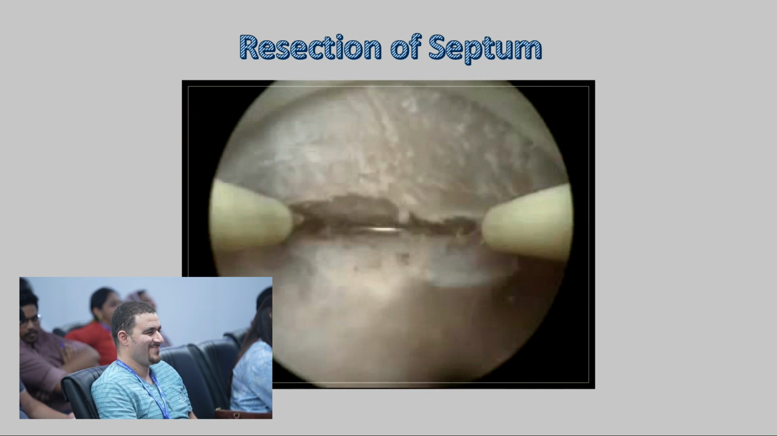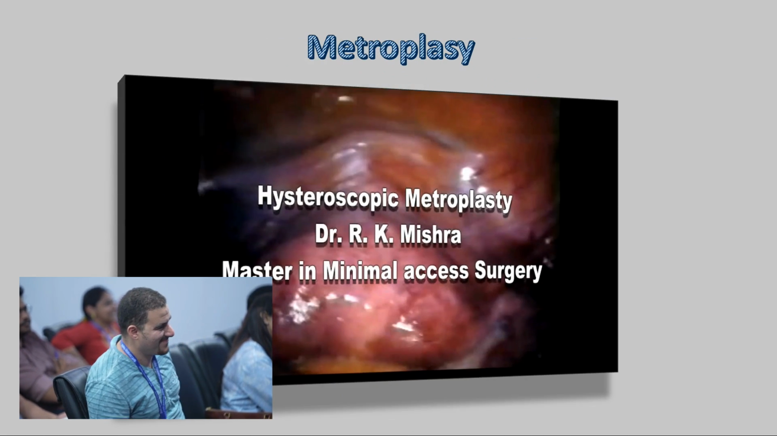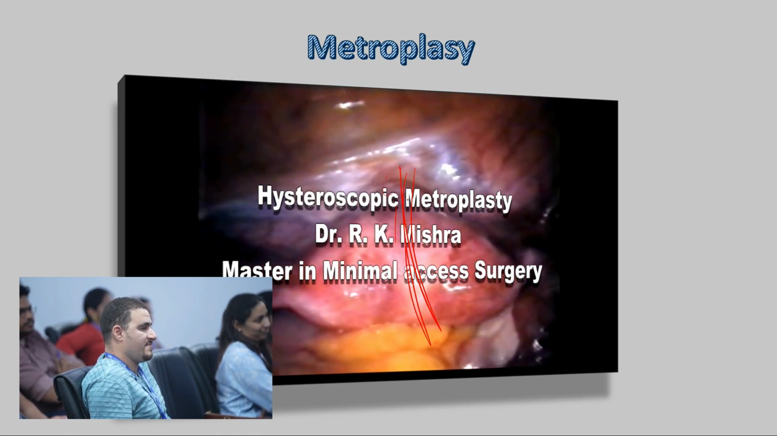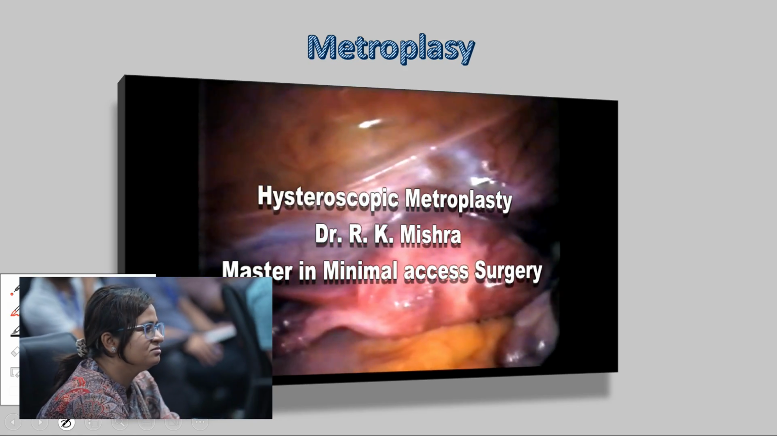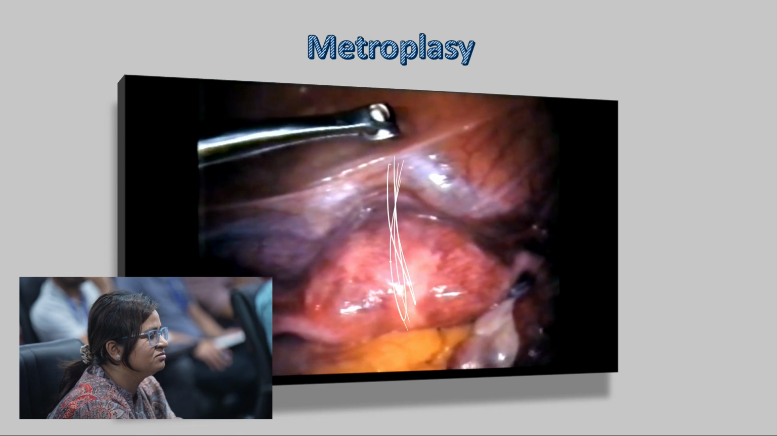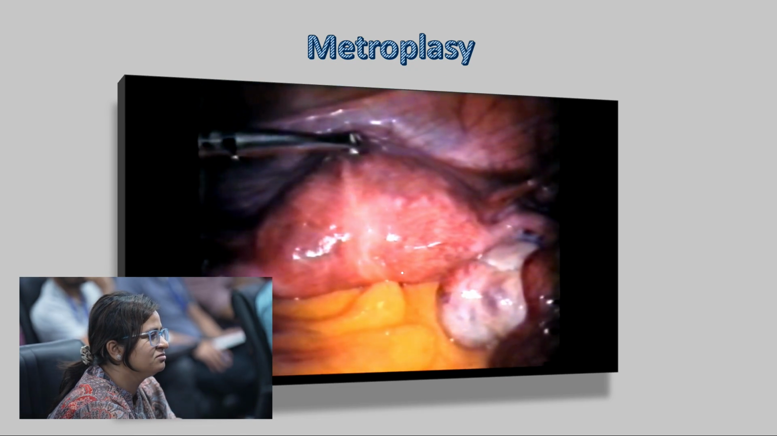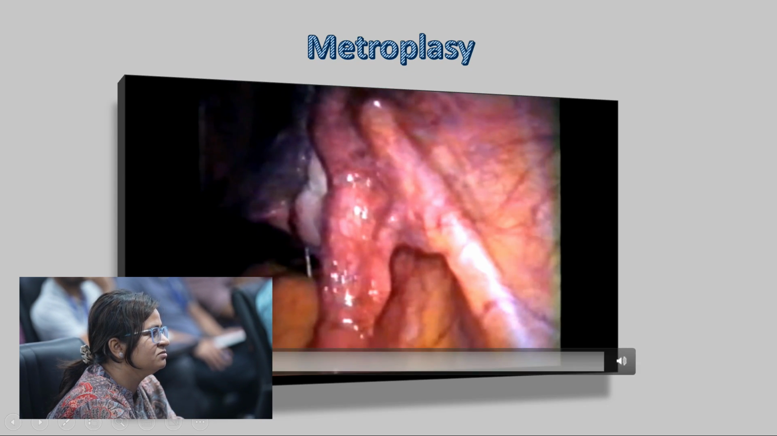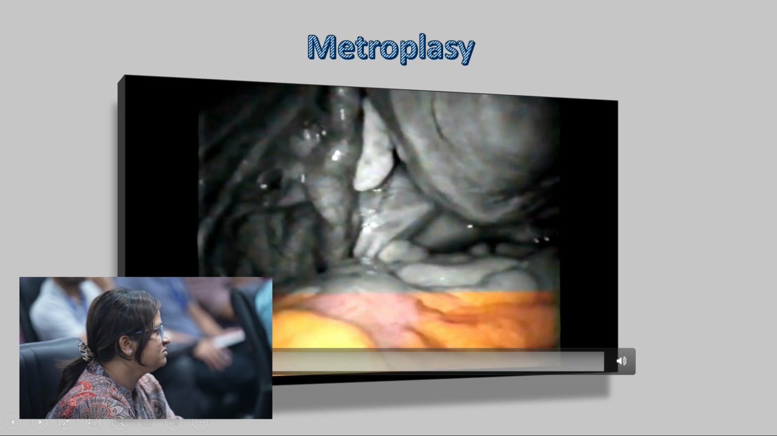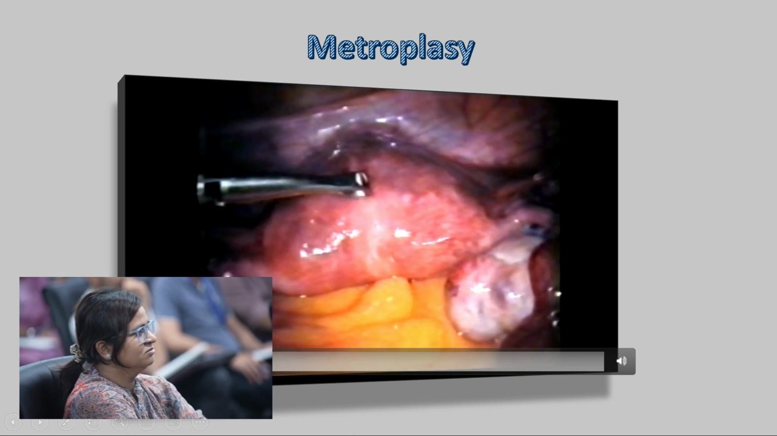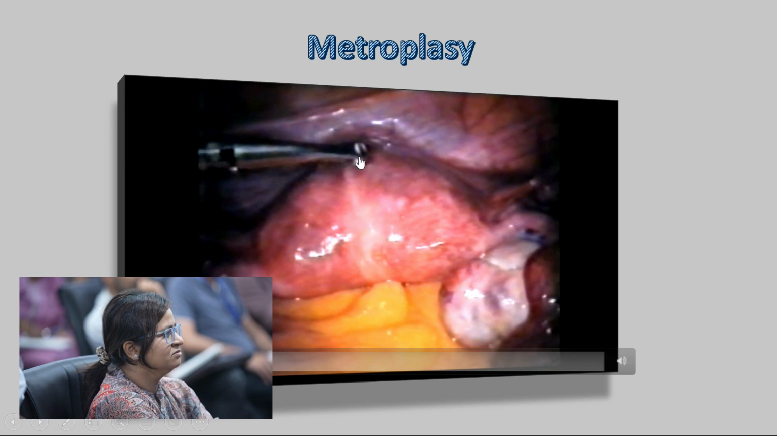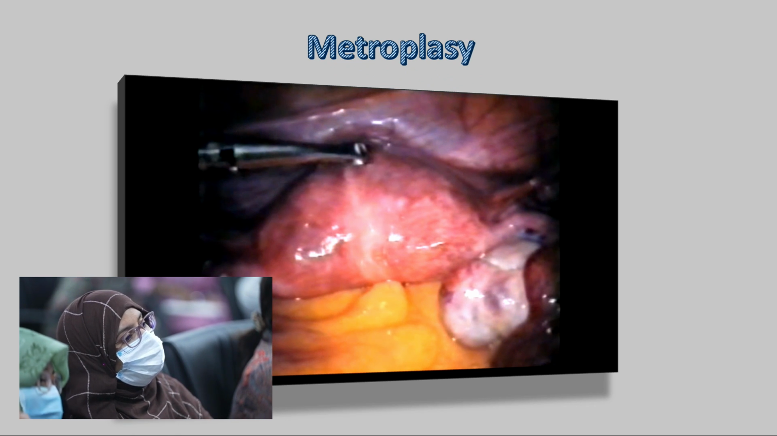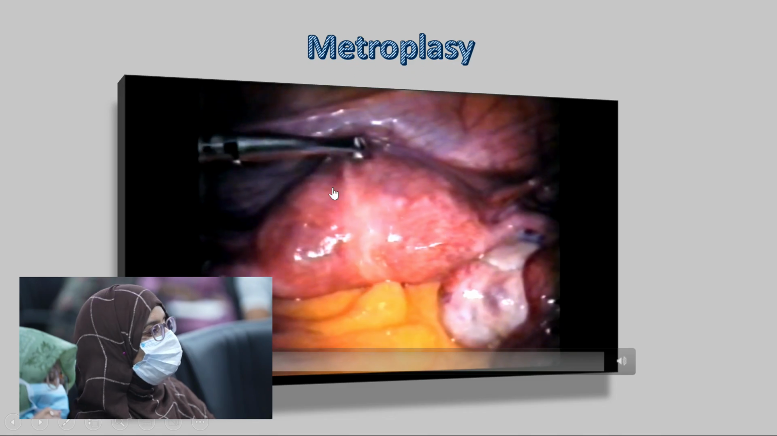There is one Collins knife that also does very good metroplasty. Here you can see there is a whitish band. Laparoscopically you will see there is a white band in the middle, this band. That is very diagnostic of laparoscopy. That will differentiate adhesion from septate uterus. In septate uterus there will be a white band. In adhesion there will be no white band, because septate uterus is congenital, since birth, and this whitish band will be visible.